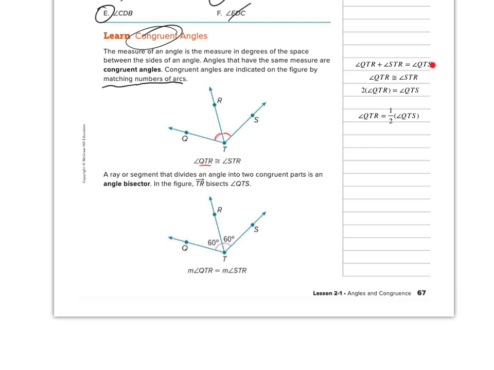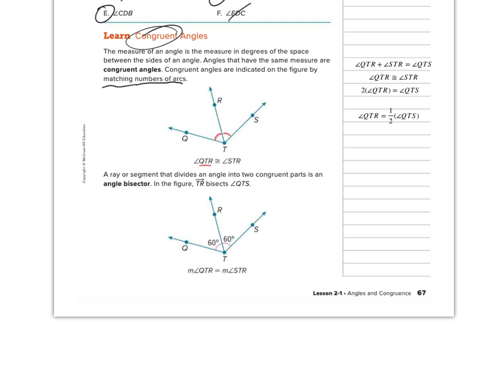And then I did this over here to know that, again, that betweenness, QTR plus STR is equal to QTS. I know that QTR is congruent to STR. I know that 2 times QTR is equal to the entire thing, since they're the same. And I also know that QTR is 1/2, this is 1/2 of the entire angle. So all of these definitions I know just by understanding angle bisector.